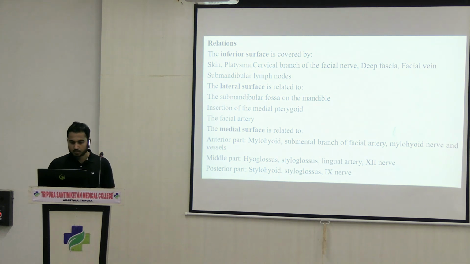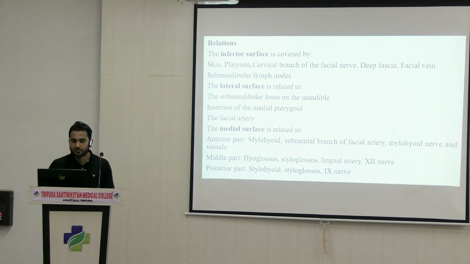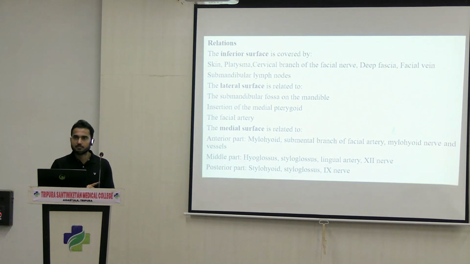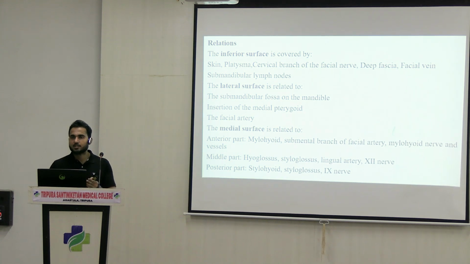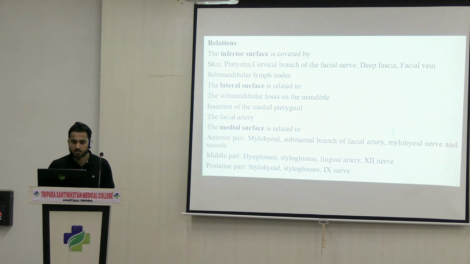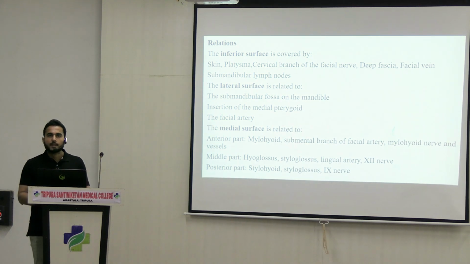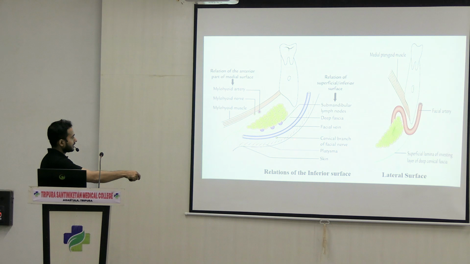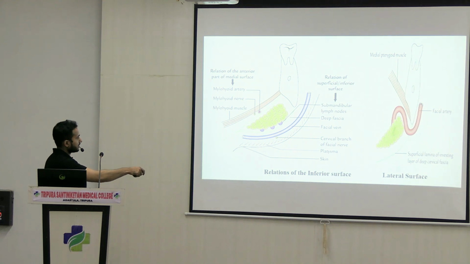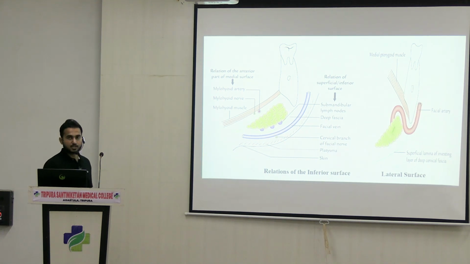So first, in the relations we have to see what are the relations of the inferior surface, lateral surface and medial surface. I have shown you the diagram where you have seen the lateral surface, medial surface and inferior surface. So first we'll see the inferior surface. Here you can see the diagram showing the relations of the inferior surface, and this is the diagram showing the relations of the lateral surface.